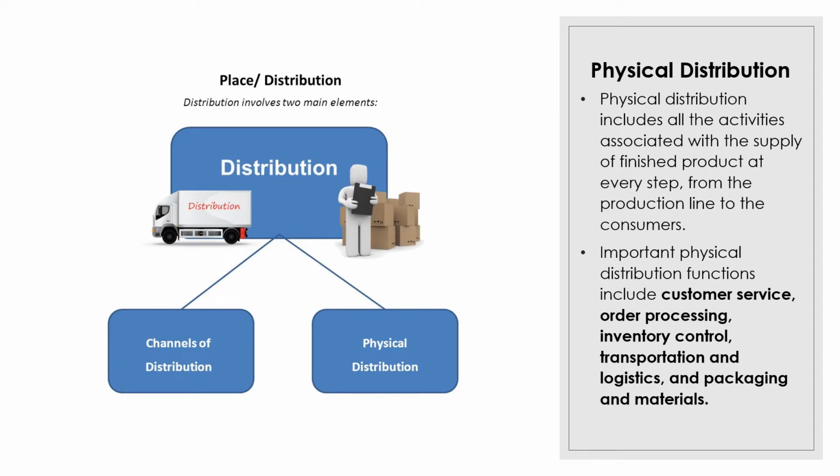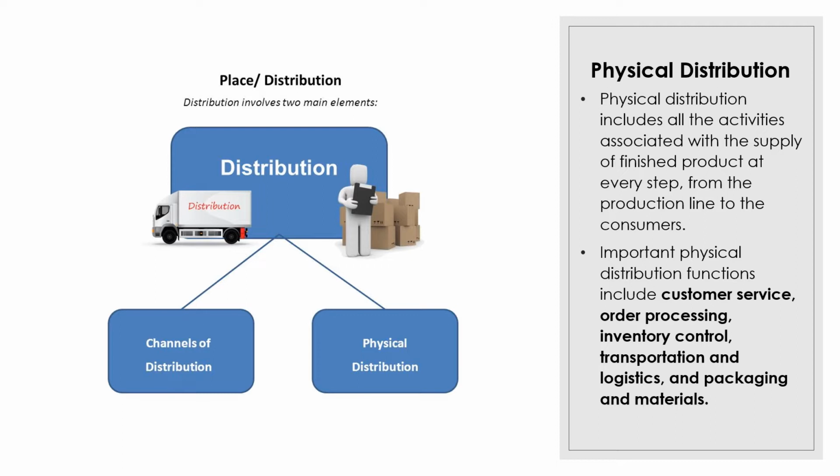All the activities, like customer service and order processing: customers place orders for delivery of a product, so those orders are processed. Inventory control: several inventory control techniques are employed. Transportation, logistics. Logistics means supply chain management, making available materials and people in the factory and out of the factory, and also making available the finished goods in the market.